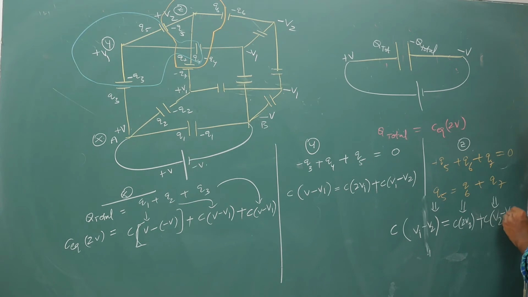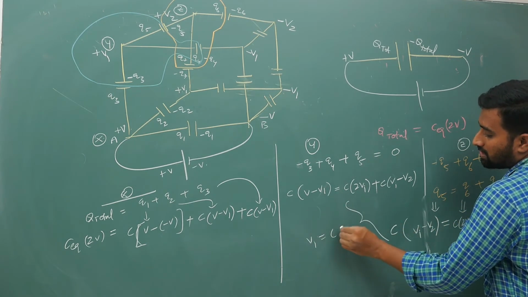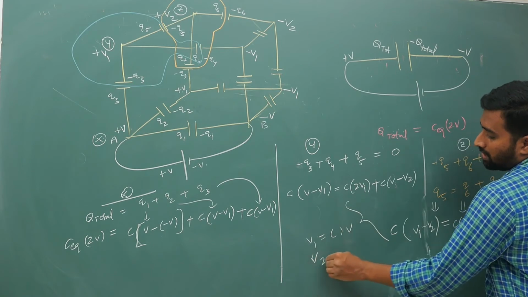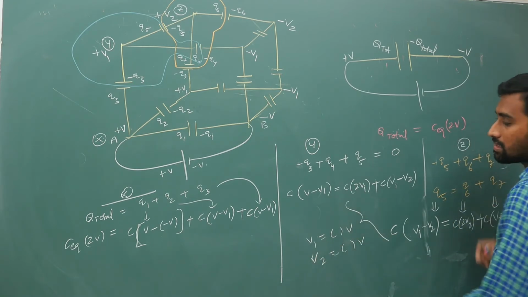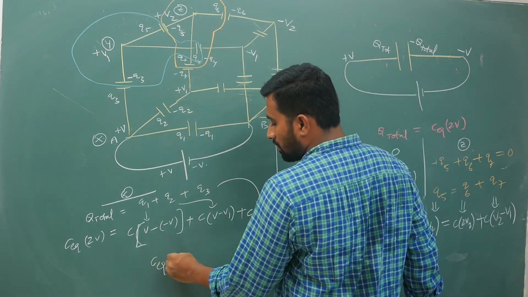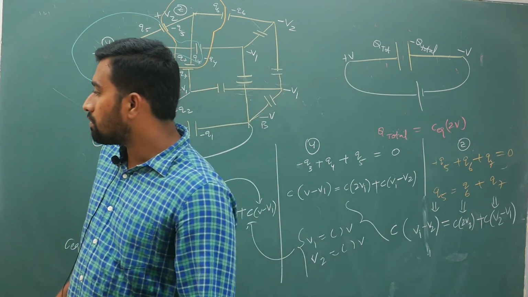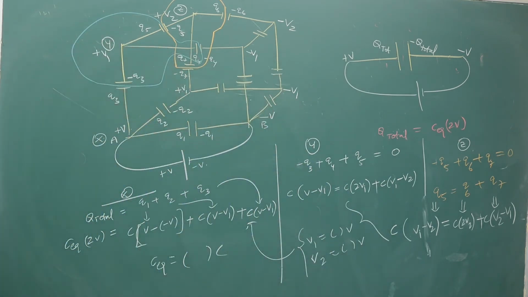Now from these two expressions, express V1 as some constant into V, and V2 as some constant into V, and substitute these two back into this equation. You will get C equivalent in terms of C. Hope you have understood what I have explained.